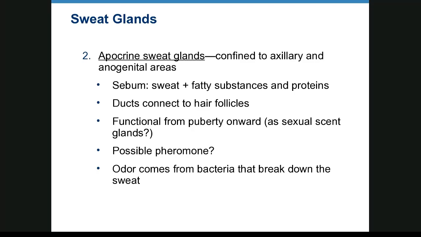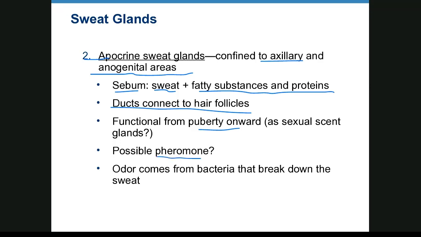Apocrine sweat glands, on the other hand, are confined to the axillary or underarm areas and anogenital areas. These are your pubic hairs and hairs in the genital region down there. And they produce not regular sweat, but sebum, which is a combination of sweat plus fatty substances and proteins, and they connect from ducts to hair follicles. They don't function until puberty, which makes some people think they may actually be some sort of pheromone.